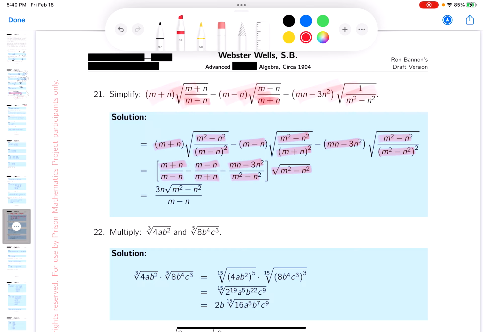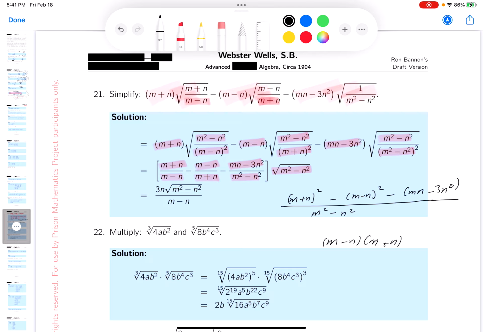All right, now comes the tough part. Looking at this and saying, how'd they get to that? The way they get to that is basically looking at that rational expression and combining it. Let me just briefly go through that with you. The common denominator would be m squared minus n squared. What goes in the numerator? Let me write this down for you. m plus n squared minus m minus n squared minus mn minus 3n squared. And yeah, it's worth getting through it. And getting through it, I'm going to factor the bottom. You get m minus n, m plus n.